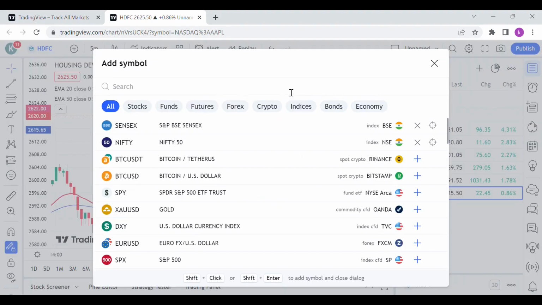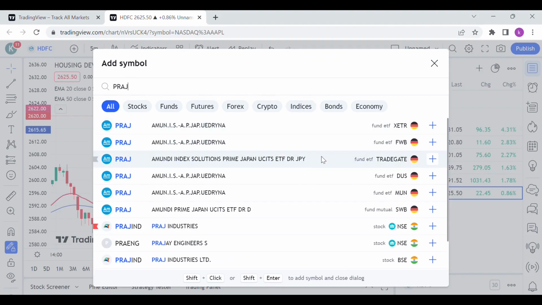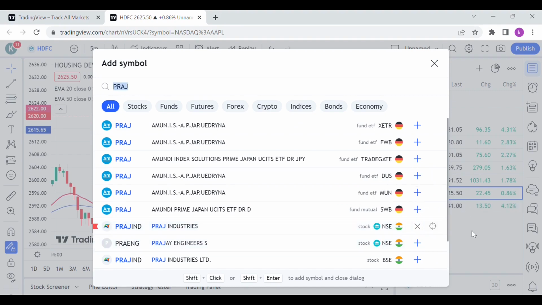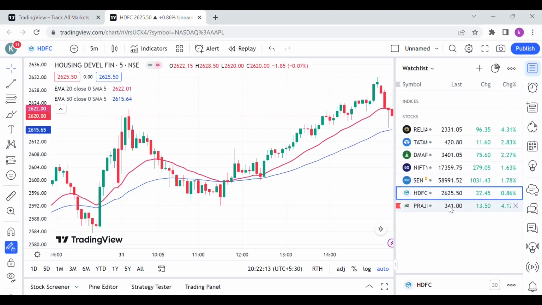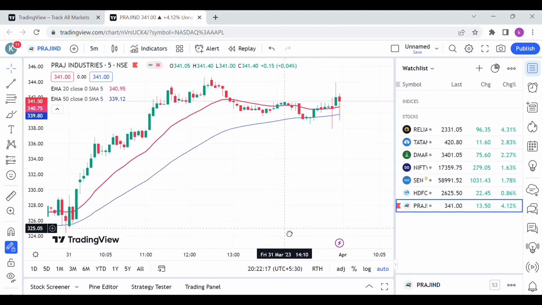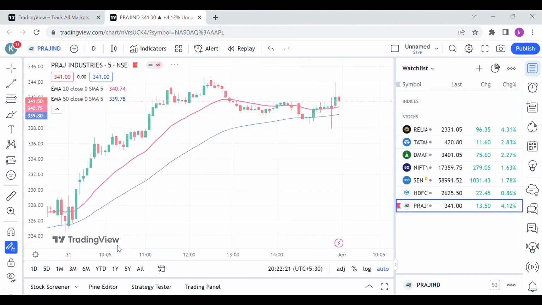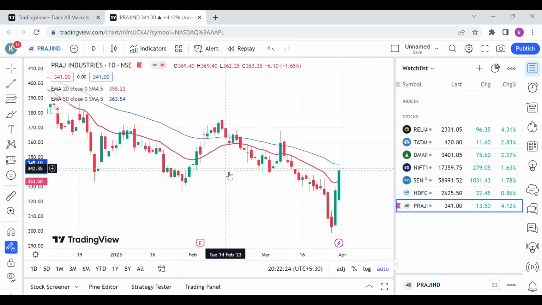So here, for example, you can select any other stock. For example, I'm selecting a stock called Praj Industries, which I generally trade in. You need to select Praj Industries, and you also need to select the exchange. There are a lot of other exchanges of other countries, do not go into that. Just click plus, and immediately my stock has been added here. I'll click on Praj Industries. First of all, as I told you, I'll go to the 1 day chart. So I click on this time frame, and click on the 1 day chart.